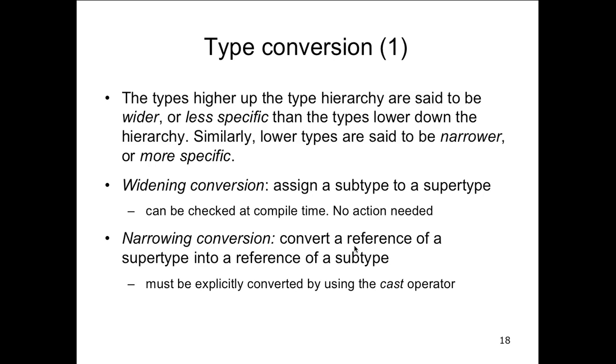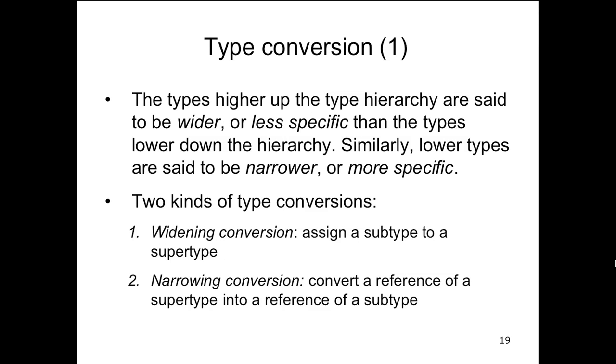So widening conversions assign a subtype to a supertype, and it can be checked at compile time. No action is needed. Narrowing conversions could cause a problem because you're converting a reference of a supertype into a reference of a subtype. It must be explicitly converted by using a cast operator, which is what I've been talking about, this cast concept, where we cast one object into another.